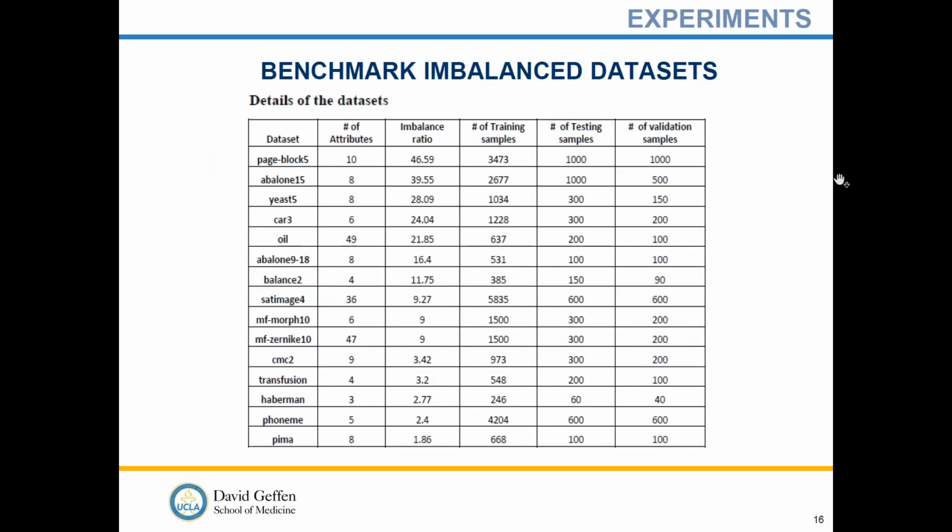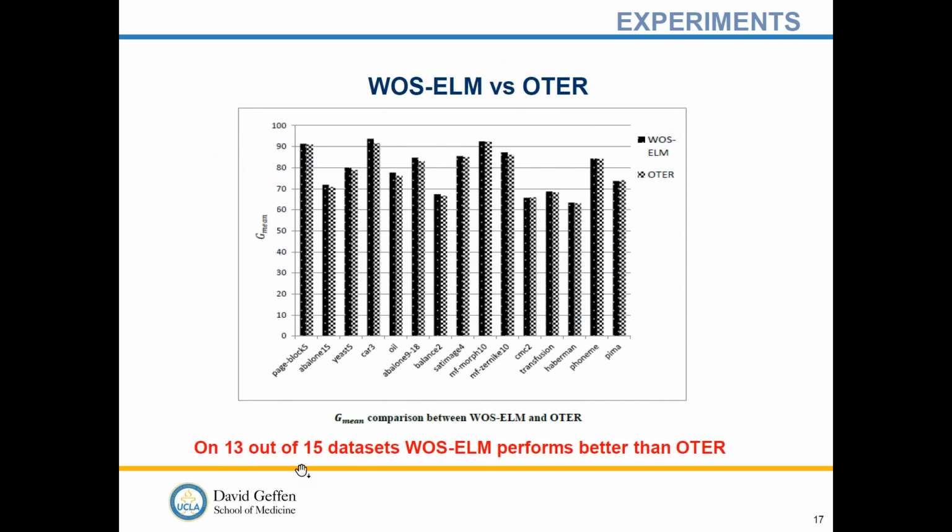We evaluated the performance of WOS-ELM on 15 benchmark imbalance data sets belonging to different domains with different features and different imbalance ratios. On 13 out of 15 data sets, WOS-ELM performs better than OTA, which is a state-of-the-art learning method in the class imbalance domain.